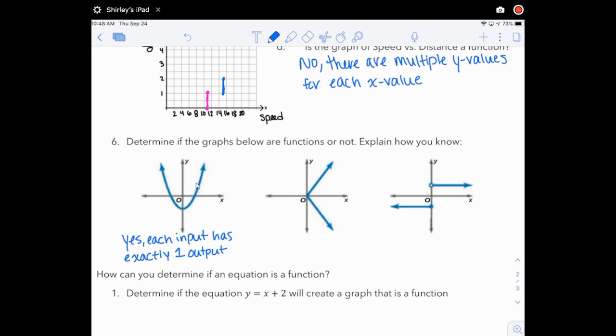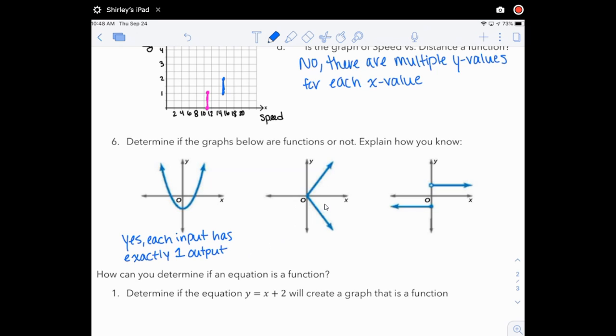So yes, each input for your x has exactly one output. And again, what is key here is to remember that when we're talking about functions, we're looking at double y values. Okay, so it's okay that I'm hitting, let's say, 5 on the negative side and 5 on the positive side. What I want to make sure is that my x value doesn't come up and hit two values at the same time. I'm allowed to have double x values here. We're trying to make sure we're not having double y values. So yes, that is a function. Each input has exactly one output.